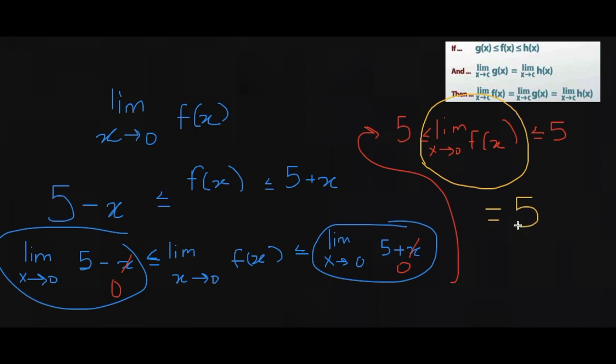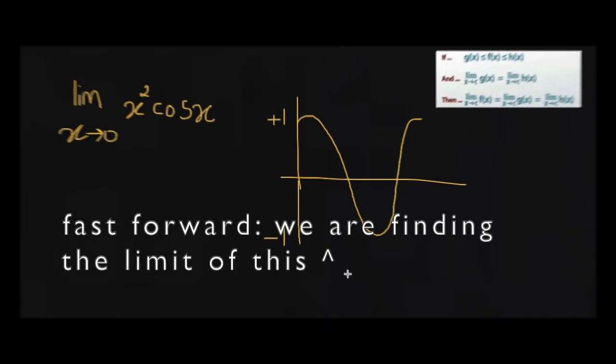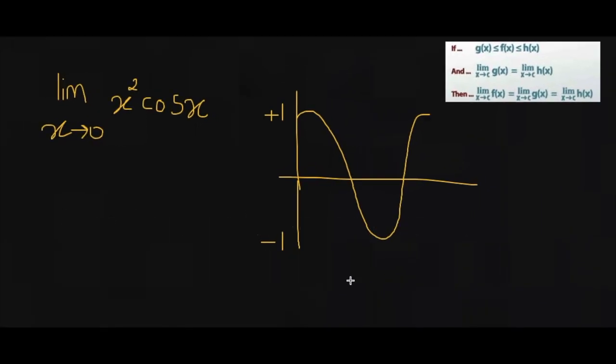Now let's do an example using a trig function. Let's find the limit as x approaches 0 of x squared cos of x. Now if we try to graph cos of x, it will look something like this. It goes up to +1 and down to -1. So we can say that cos of x is sandwiched between -1 and 1, which is also the same for sine of x. However, the function that we want to find the limit for is x squared cos of x.